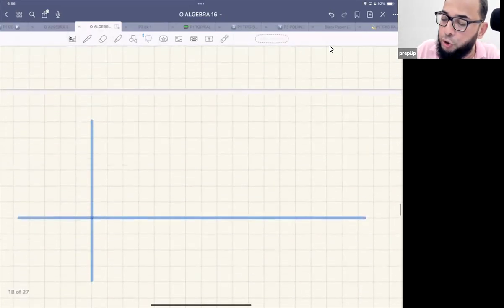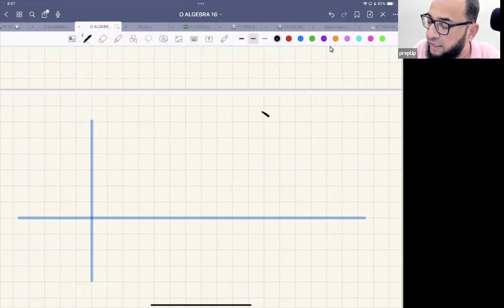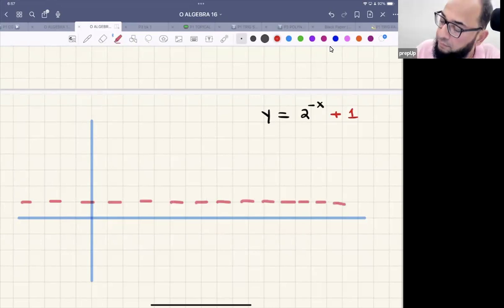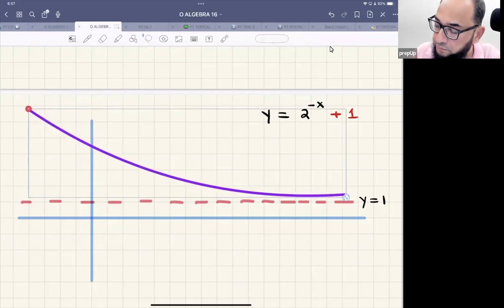Now, let me draw the graph of y equals 2 raised to the power of negative x plus 1. So what I'll do is draw the graph y equals 1. That goes like this. And over here, this is y equals 1. And then let me paste the graph like this.